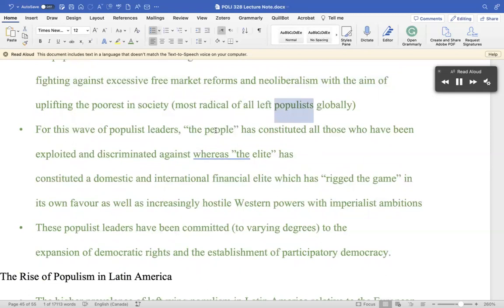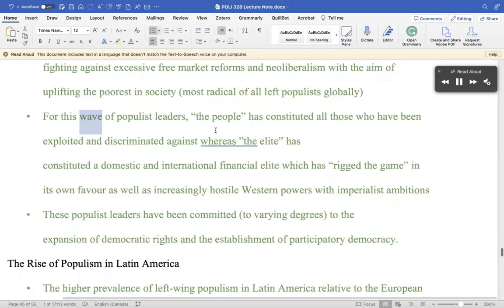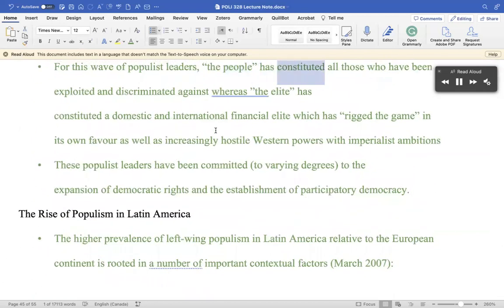Most radical of all left populists globally. For this wave of populist leaders, the people has constituted all those who have been exploited and discriminated against, whereas the elite has constituted a domestic and international financial elite which has rigged the game in its own favor, as well as increasingly hostile Western powers with imperialist ambitions. These populist leaders have been committed, to varying degrees, to the expansion of democratic rights and the establishment of participatory democracy.